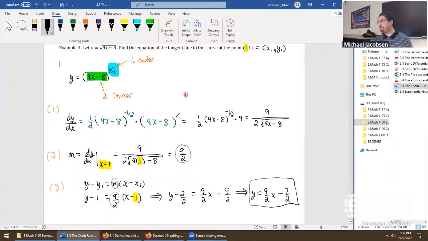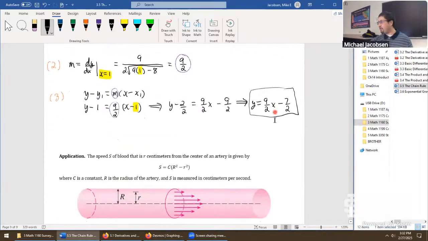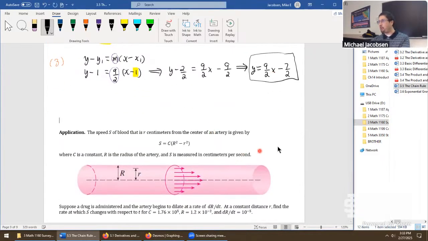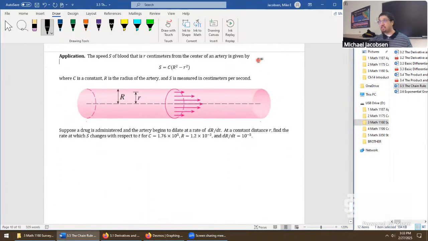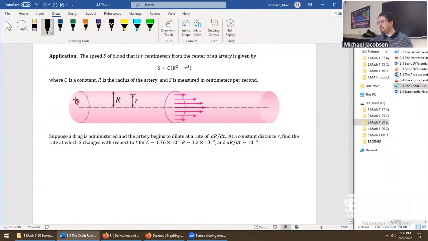Okay, well, we've done loads of derivatives. The hard thing about derivatives is to say exactly what their uses are in the physical and biological sciences. And this is one problem that gets us close to thinking along those lines. So let's take a look at this. This is some kind of capillary, or it says it's the artery, a little bit more important here. It tells us next, the speed S. So we have a function telling us the speed of blood. The speed S of blood, that is r centimeters from the center of an artery, is given by this formula.